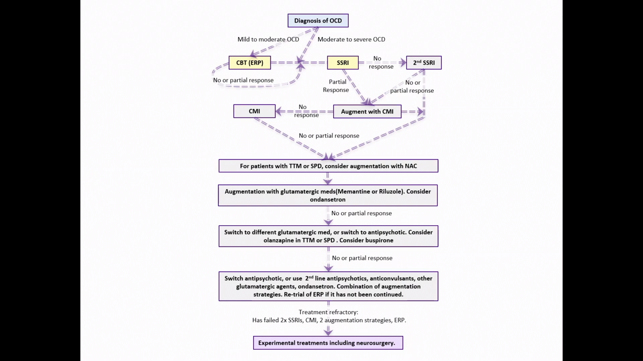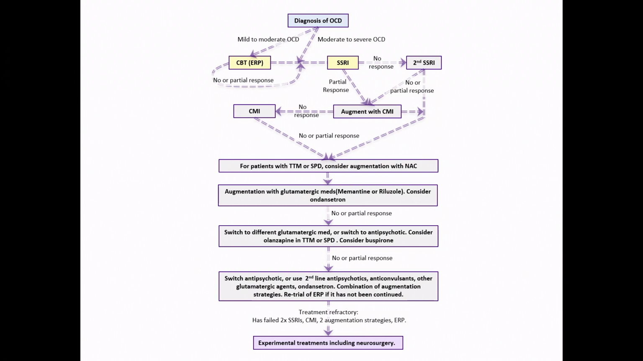Also consider buspirone. Buspirone has, again, some data with augmentation, low risk, worth trying out. When people get no response to that, we'll switch antipsychotics. We'll use second-line antipsychotics, which are essentially first-generation antipsychotics. We can try anticonvulsants. There is increasing data looking at things like lamotrigine that may be helpful at certain times. There are other glutamatergic agents you can try. You can try combinations of augmentation strategies. And notice, retrial of ERP. If someone is not still in ERP, we go ahead and retrial them.